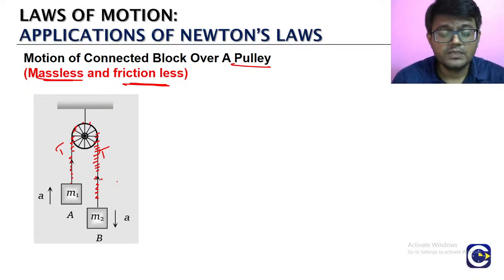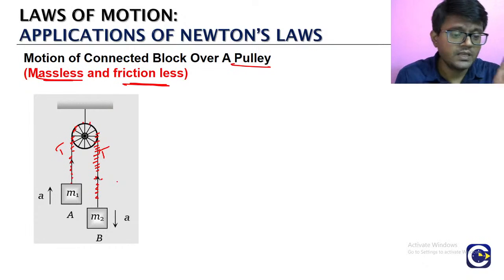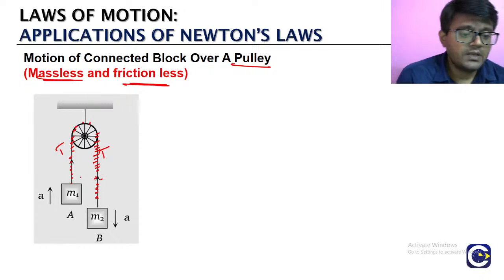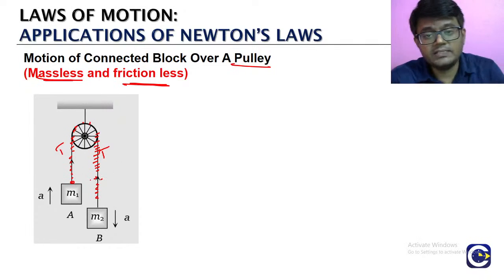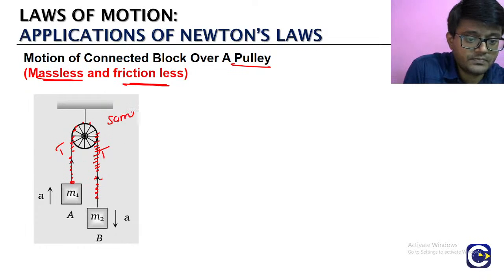What is it? The pulley is massless and also there is no friction between the pulley and the rope, which means tension everywhere will be same. So the tension force acting on the block M1 will be numerically same as the tension force acting on the block M2, because this is the same rope. Okay, on both sides we have the same rope.